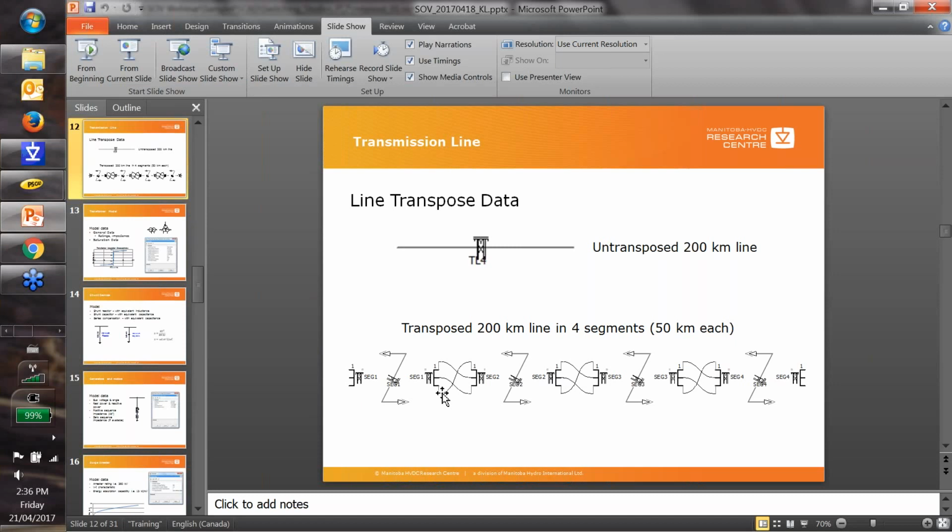The next question is, what is your time step of simulation? We are looking at a kilohertz range. So ten microsecond should be sufficient for the switching study.